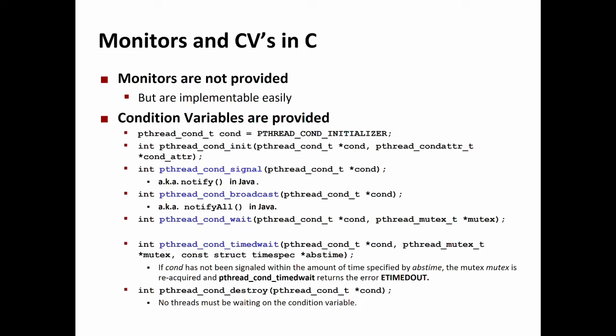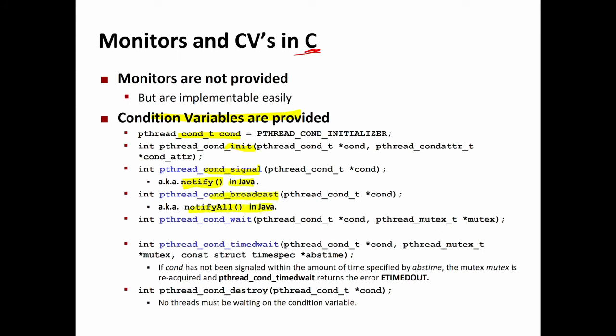So in C, monitors are not provided, but it is very easy to implement, and as a matter of fact, some condition variables are provided as part of the thread library. So here's how we can define a condition variable, and there's an initialization routine. Now here's the part where you generate a signal. This is equivalent to the notify in Java. And you also have the possibility of broadcast, which is equivalent to notify all in Java.